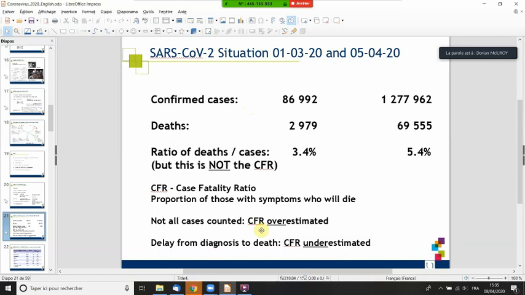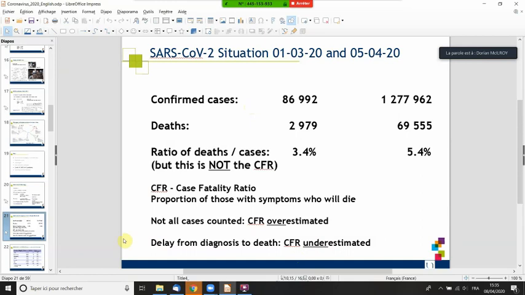However, there's another potential bias, which is that at any particular point, you're going to diagnose cases before people go on and develop a more serious form and then die. So this could lead to underestimation of the CFR. You can only know this properly at the end of an outbreak. That's why we know this number pretty well for SARS and MERS, because we know all the numbers.